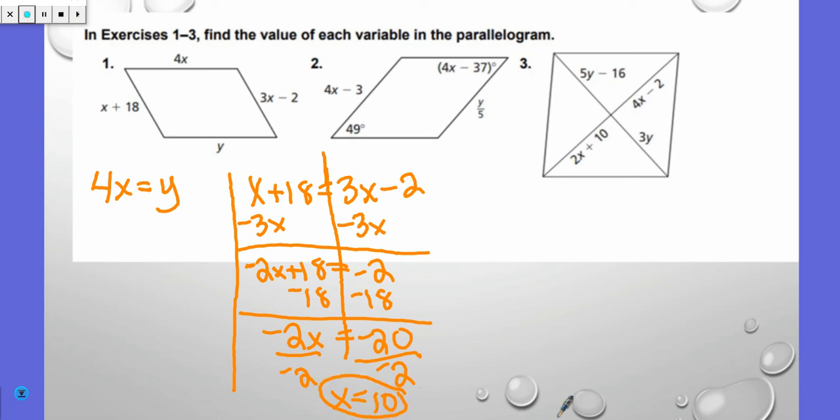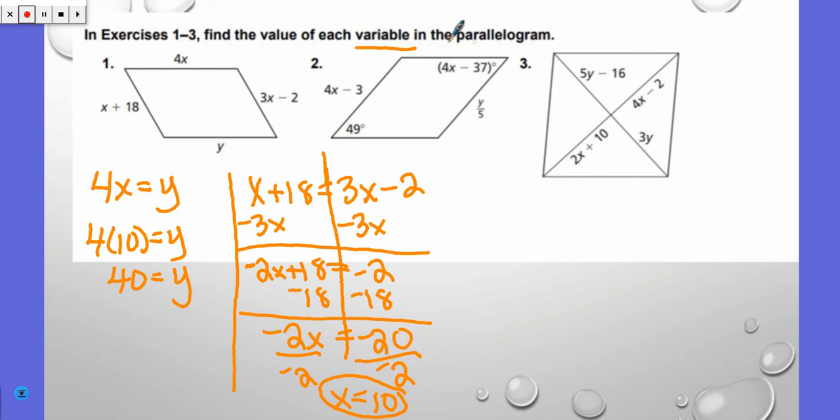And there we go. So now that we know what x is, guess what? We can find y. And so we'll say 4 times 10 equals y. So 4 times 10 is equal to 40. And we're finished. Now, what you can do is I could take this a little further and substitute in the values to actually find the sides. So be careful with these questions because sometimes they ask you for the length of the sides. These questions are just asking you for the variable.